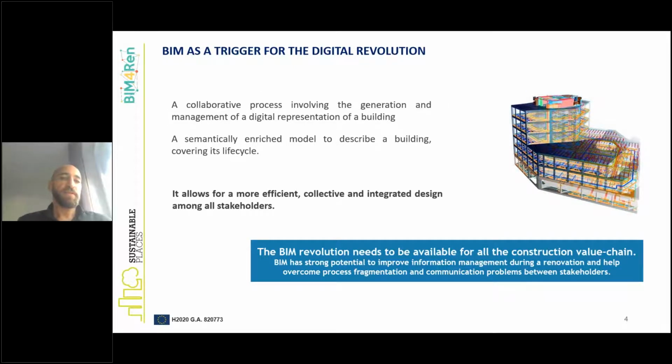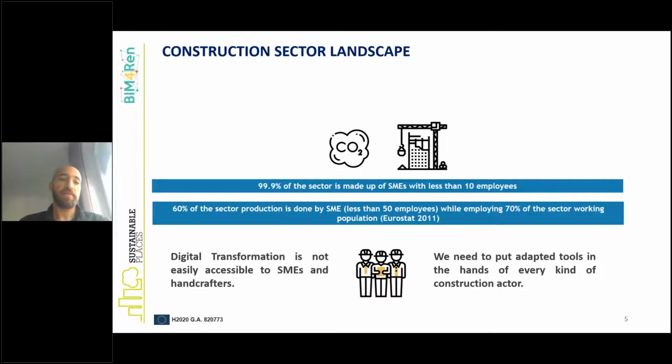BIM, of course, is one of the digital tools that we can use to tackle these problems, because it is a collaborative process involving many stakeholders, and it generates a semantic model that describes the building life cycle. So it allows a more efficient and collaborative integrated design among the stakeholders. But the problem is that around 99% of the sector are small companies of around 10 employees, and these small companies generate around 60% of the sector.